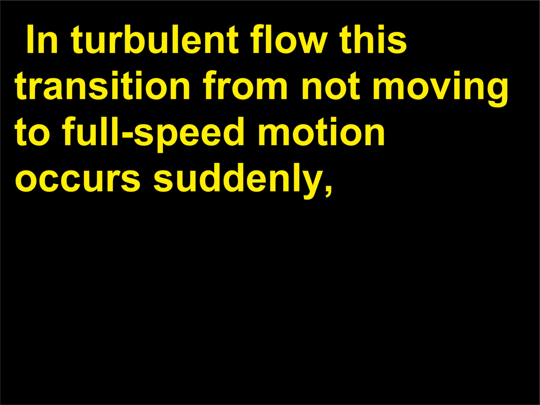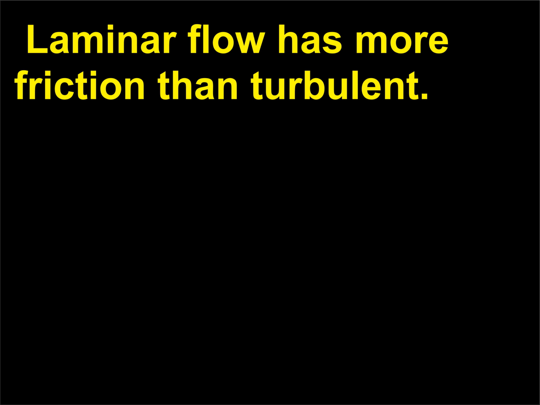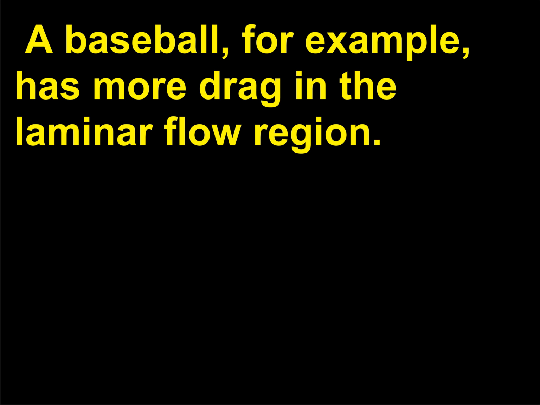In turbulent flow, this transition from not moving to full speed motion occurs suddenly, and the water moves in tiny circles in this region. Laminar flow has more friction than turbulent. A baseball, for example, has more drag in the laminar flow region.